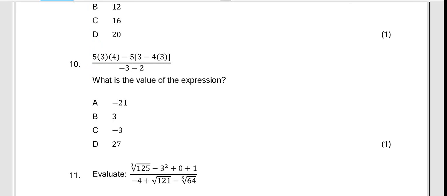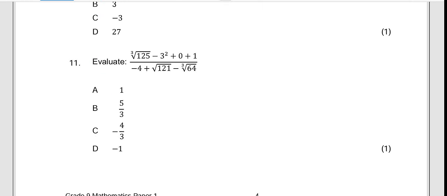Even this question, guys, I'll advise you, you can simply use your calculator. Number 10, what is the value of the expression? Let's use our calculator. The answer is A.